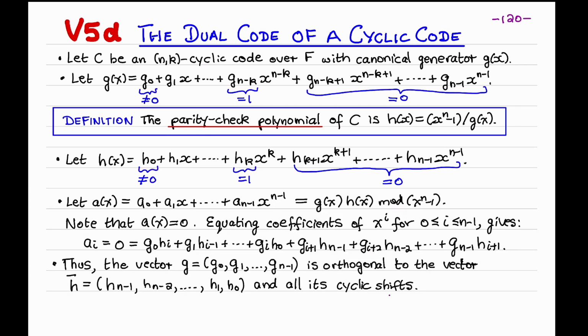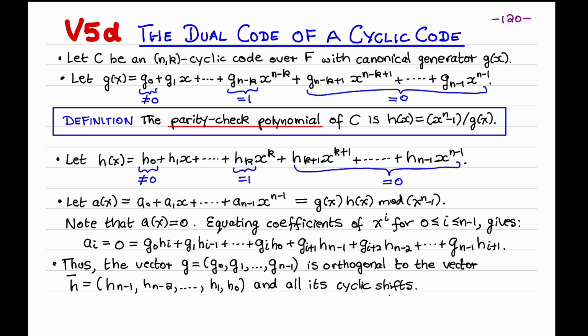I'll next define the polynomial a of x to be g times h modulo x to the n minus 1. And I've written out a of x here as a polynomial of degree at most n minus 1. But now g times h equals x to the n minus 1, which is 0 modulo x to the n minus 1. So in fact, a of x equals 0, which means that all these coefficients are all 0.